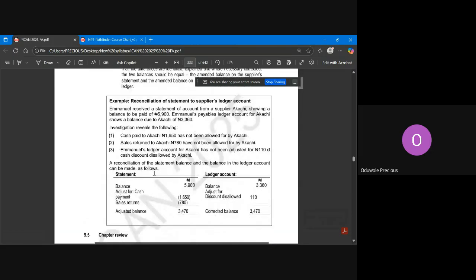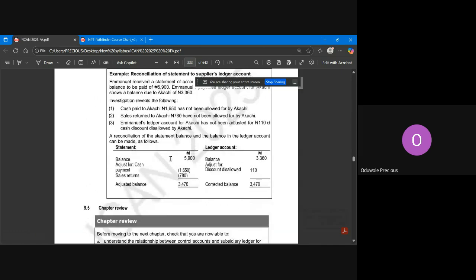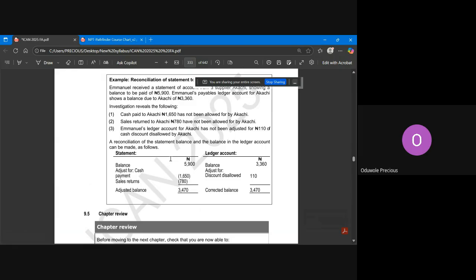So it's the same way you prepare your adjustment for your payable control account and receivable control account, the same way you also do this. It's not anything much. It's not anything more. Okay, look at this one now.